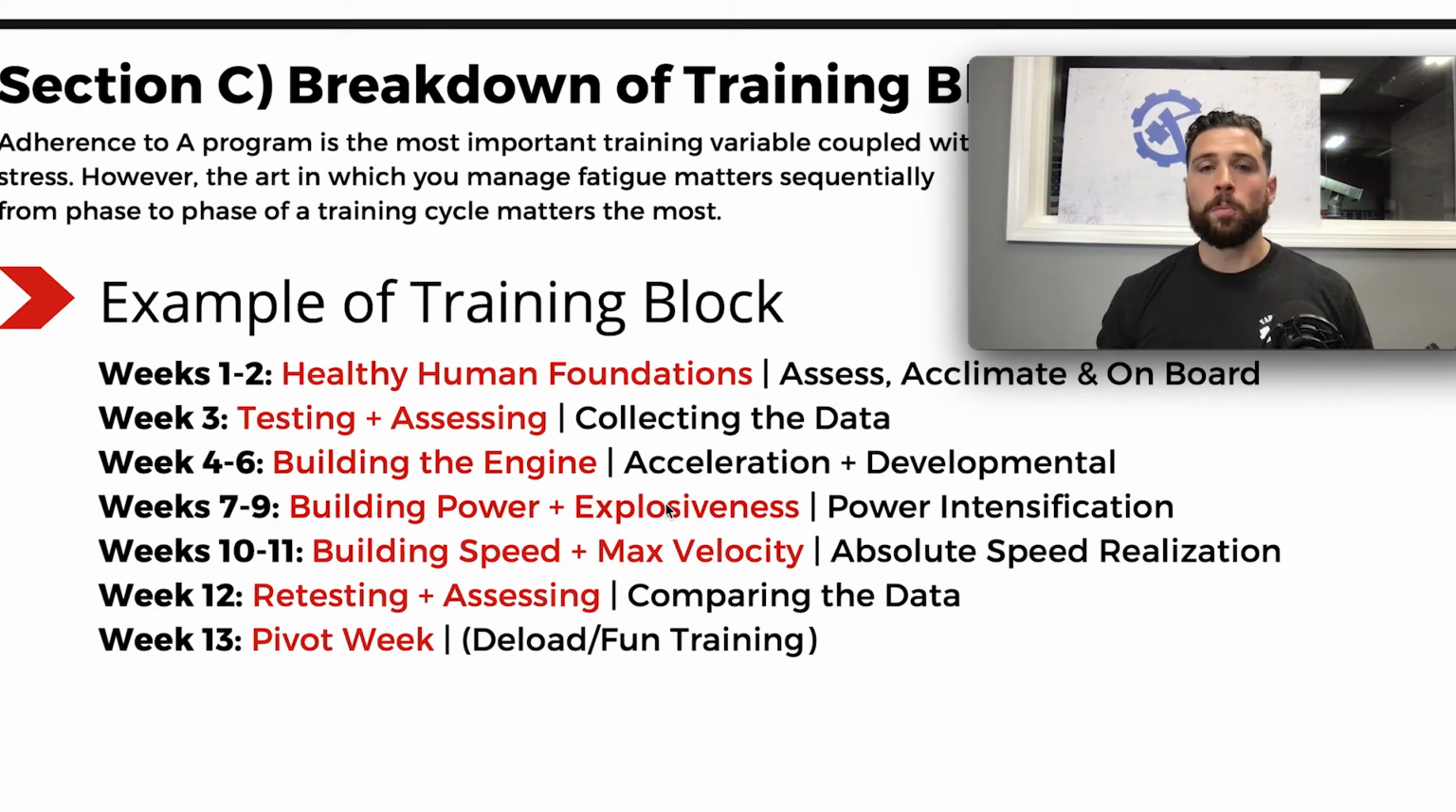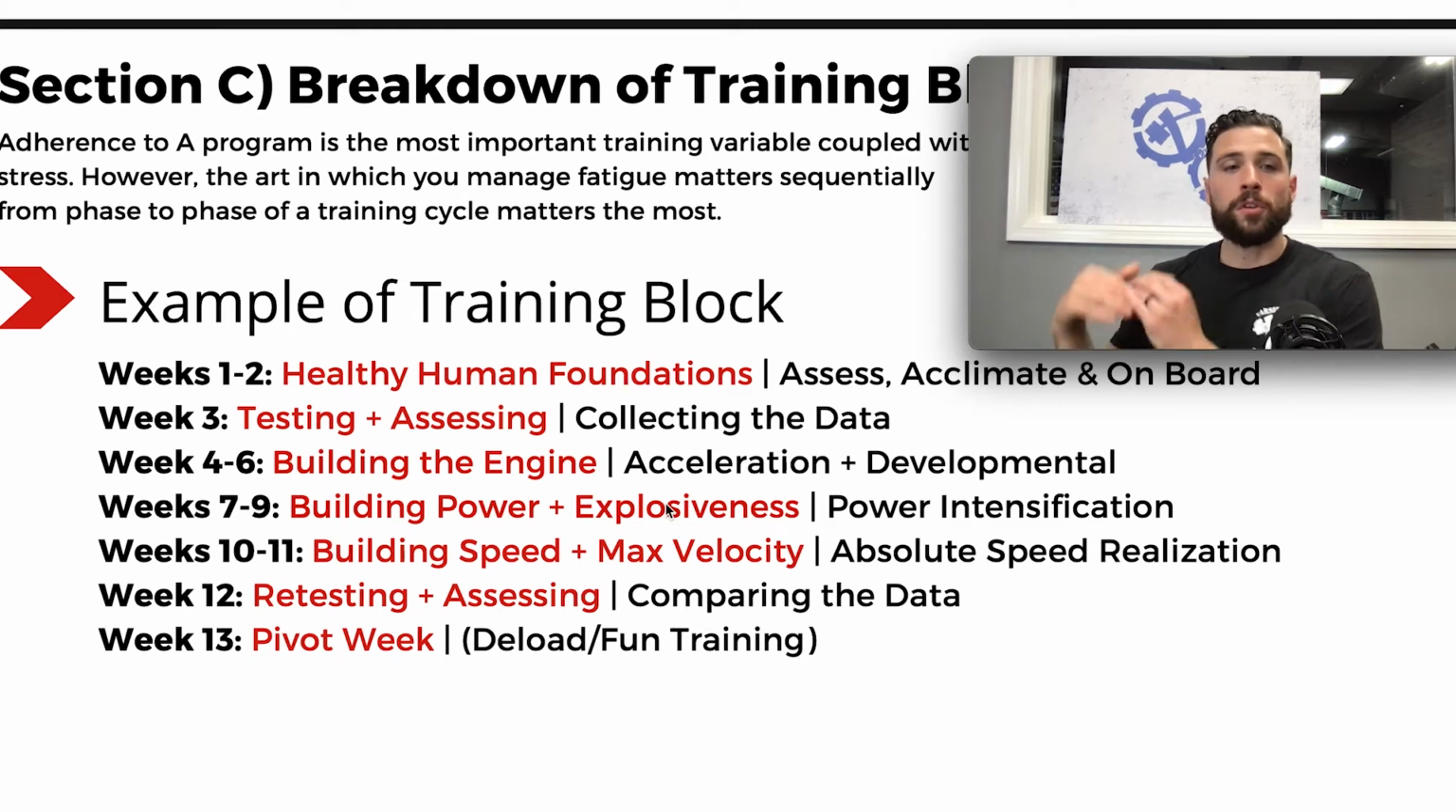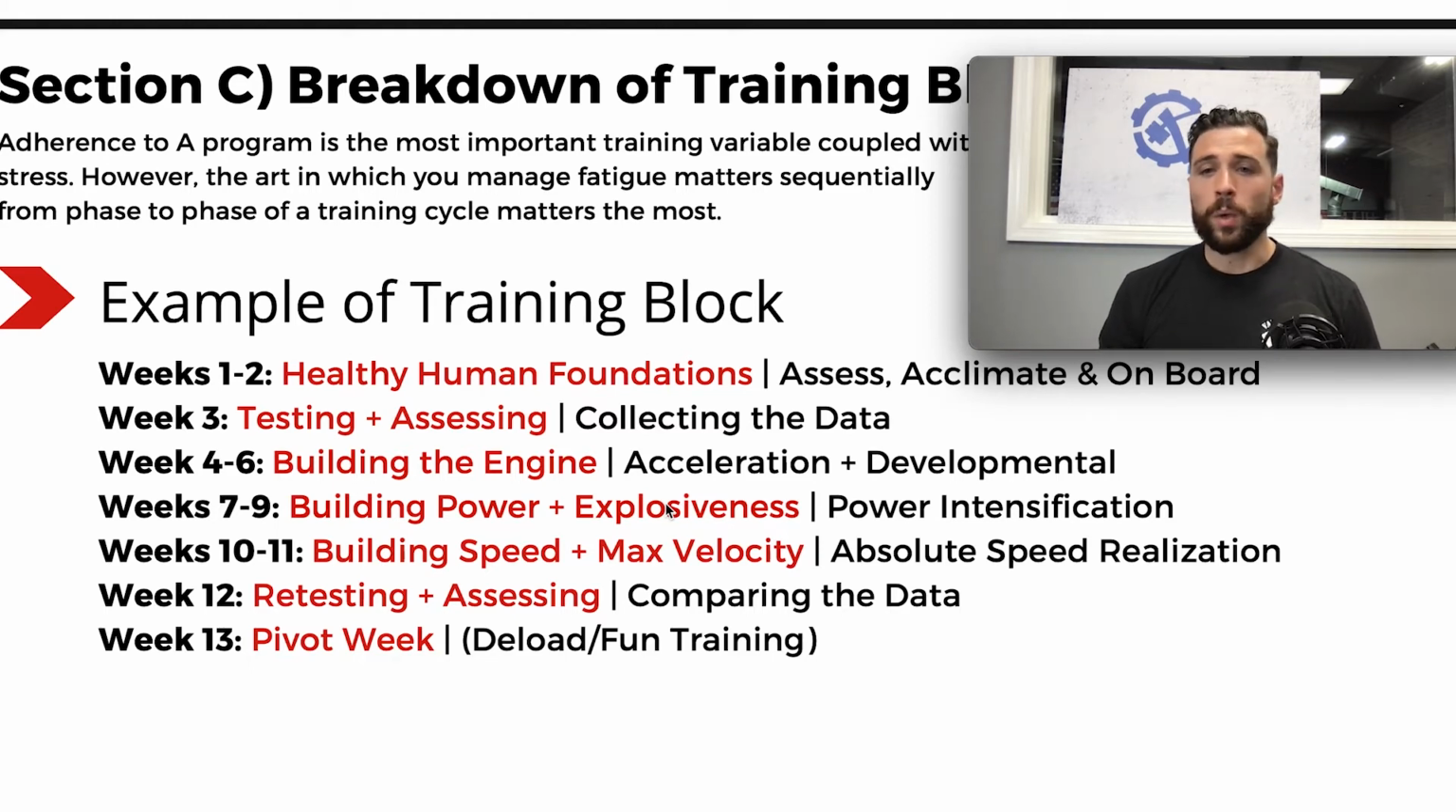Now, breaking down a training block. So here's an example of our 13-week training block that we adhere to and what you should be focusing on in each training block, in each quality. Weeks 1 through 2, this is what we call our human healthy foundations. This is where we assess, acclimate, and onboard athletes.